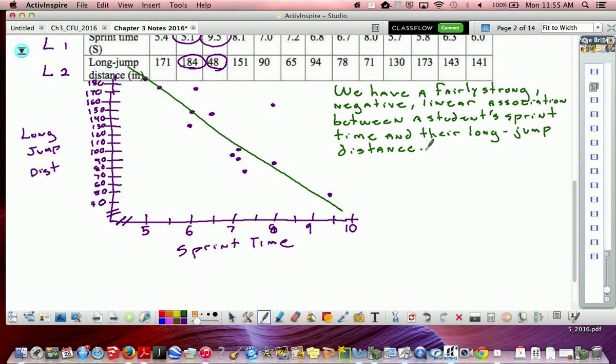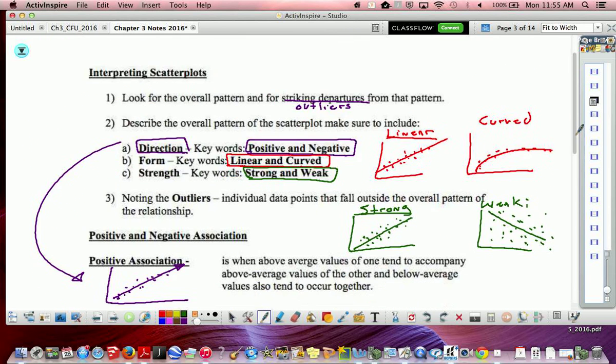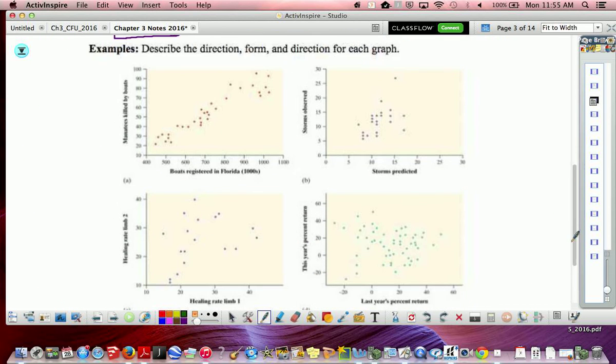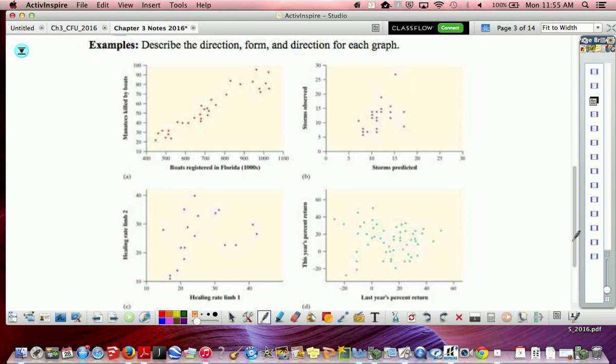So, knowing how to describe what's going on, talking about the strength, the direction, and form of our scatter plots is one of the key pieces that we also want to be able to do today. To give you some more practice on that, let's flip to our last page of notes here. At the bottom, we have for you 4 different scatter plots.